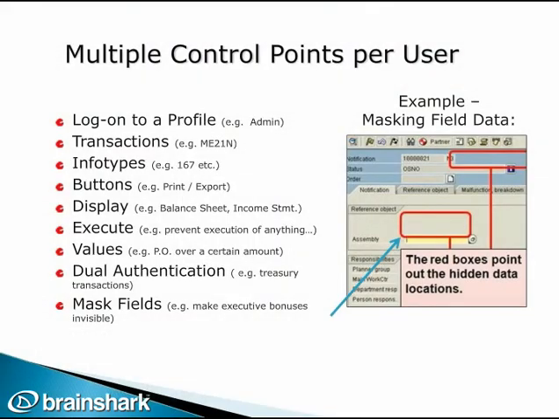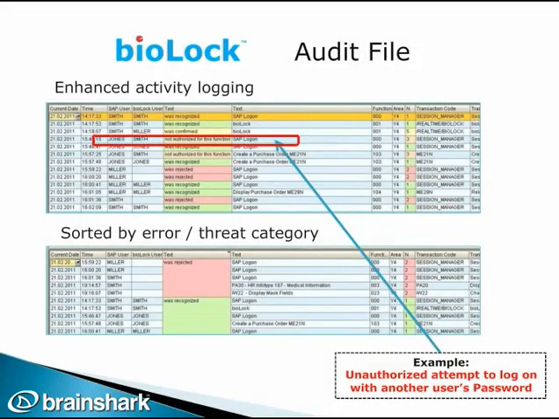Here are more examples of actions that can be controlled using BioLock software. Maybe you want to prevent someone from printing a list of receivables, or you want to prevent them from making a budget adjustment or a journal entry. In the screen example, certain fields are masked, meaning the data is made invisible or simply doesn't populate, so that an unauthorized user can't view it. For example, executive bonuses.